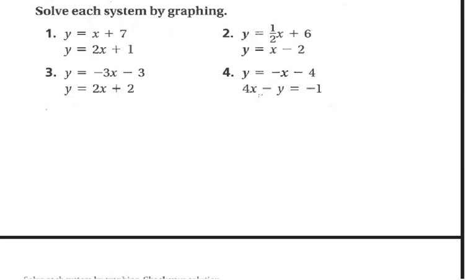Alright, so let's try some of these. Let's just look at number 1. Number 1, the first thing that I notice is that they don't have the same slope. This one has a slope of 1, and the second equation has a slope of 2. So different slopes, they're definitely going to intersect. So I'm going to go ahead and graph these.